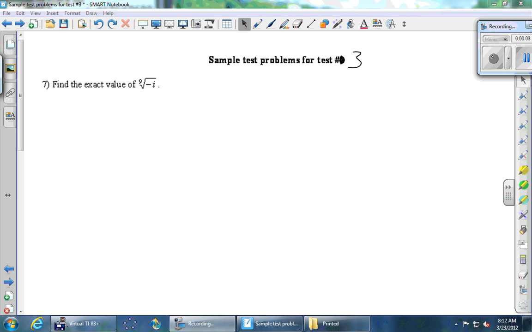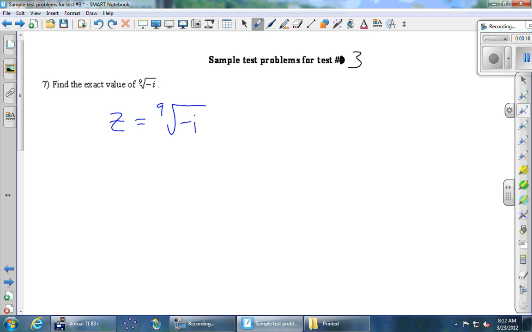This is problem number 7 from the sample test problems for test number 3. Find the exact value of the 9th root of negative i. Okay, so this is a little bit of a process here. Let's go ahead and give a name to that thing.